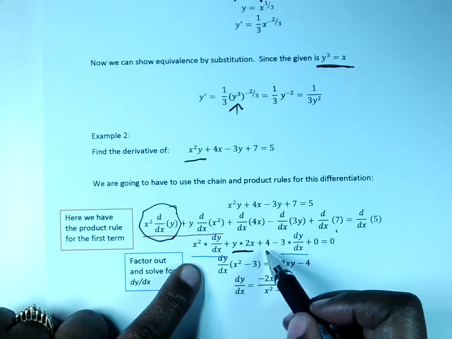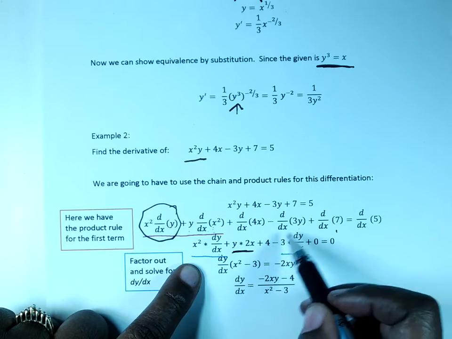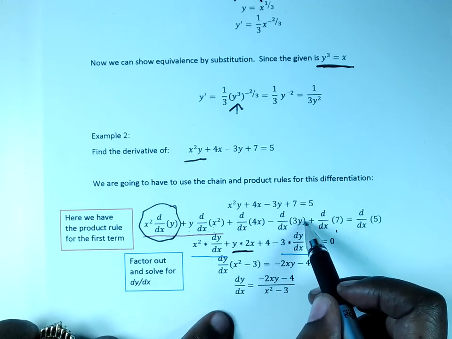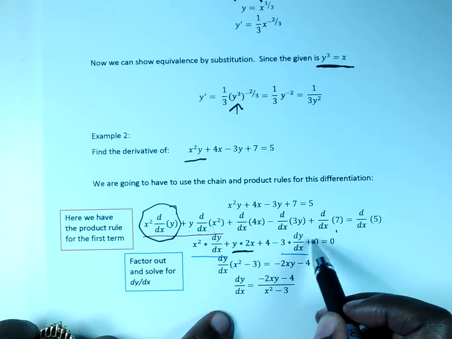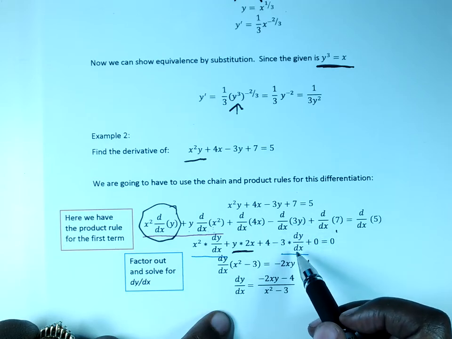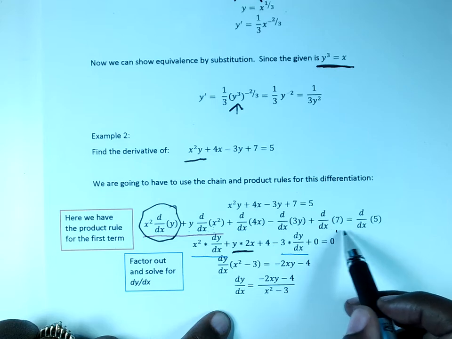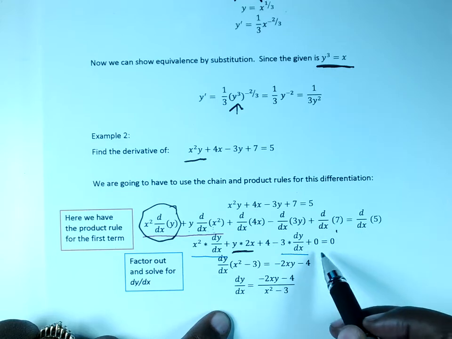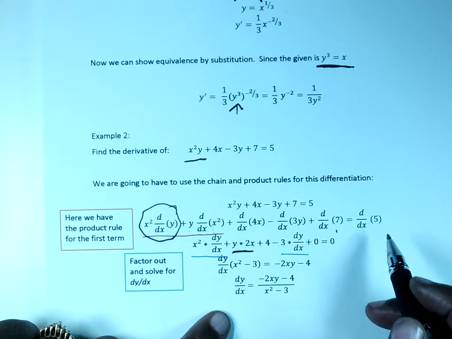Derivative of 4x is just 4. Derivative of 3y: the 3, and then that y, again, because it's a function, becomes dy/dx. And then we know the derivatives of constants are just 0. So these last two terms are 0.